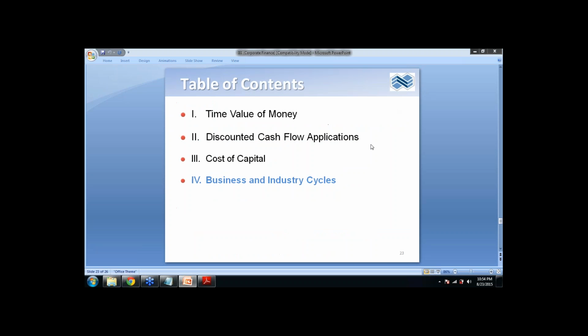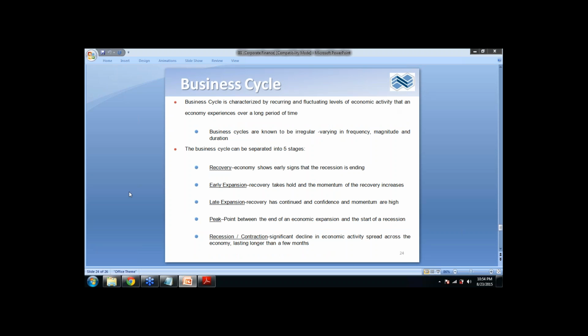Now the next most important topic, participants, is the business and the industry cycle. So let's see what is this business and industry cycle. Participants, this finance is a little bit difficult topic. Okay, if you're not from a finance background, you may have a little bit of difficulty understanding. But anyways, try to understand, and you can go through these materials again and again to understand better.